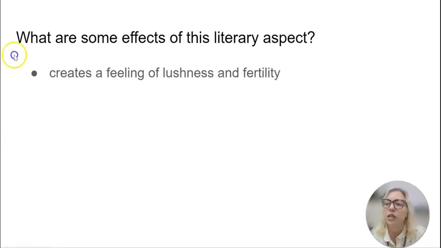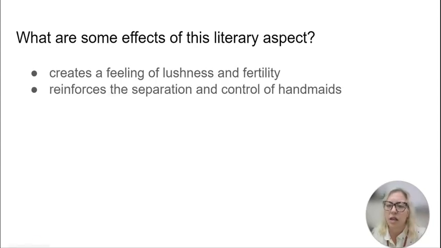The first one is it creates a feeling of lushness and fertility. Flowers, the birds and the bees, right? In Scandinavian cultures, instead of the birds and the bees, they call it the flowers and the bees, right? It makes a little more sense as a way to start explaining to little kids about sex and reproduction, right? Flowers are a common symbol used for fertility, reproduction, and they're usually associated with women, right? So that's something I think that hits us automatically.